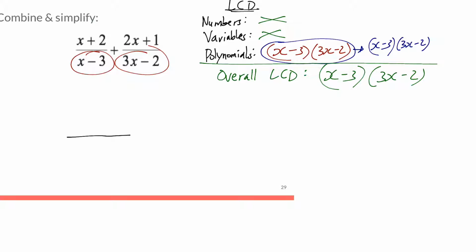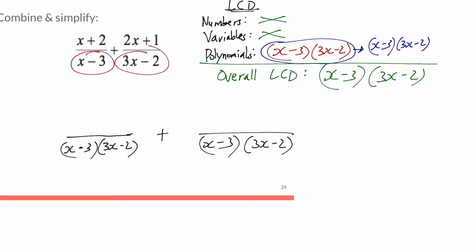So each of these fractions now gets x minus 3, 3x minus 2 as its denominator. This one gets x minus 3, 3x minus 2. They both get the same denominator now. And now the question is, how did the old one change into the new one? What should we multiply this one by? Can everyone see it? How would this old denominator become this denominator? What is it missing?